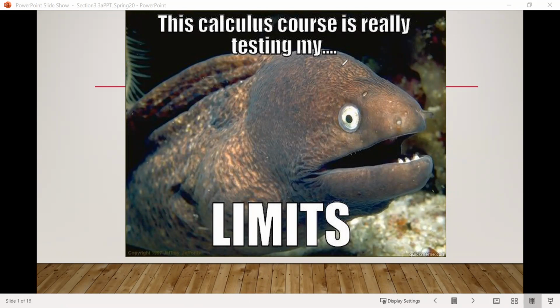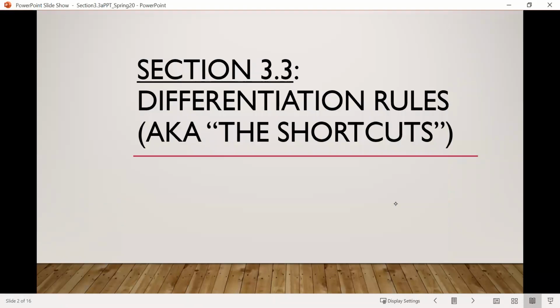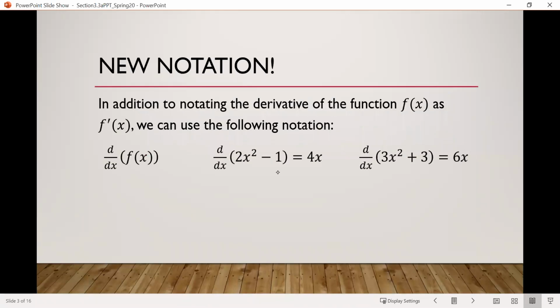Now that we have an idea of what derivatives are and what they represent, we're going to start digging really deep into different ways to find the derivatives of particular functions. Section 3.3 is where we start to talk about differentiation rules, AKA the shortcuts, and I'll show you what I mean by shortcuts in a minute.